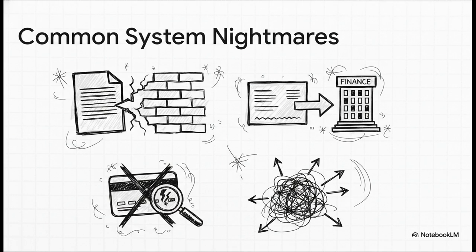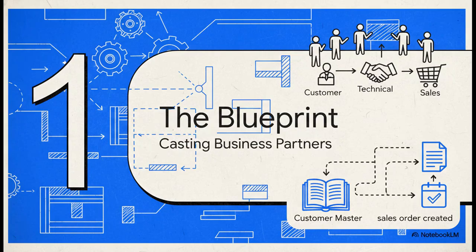And look, these aren't just random glitches. They're symptoms of a much deeper problem that started way earlier. The real fix, the proactive fix, starts right here in what we call the blueprint. It's all about properly casting our business partners, defining their roles before a transaction even begins. We have to set the stage in the customer master long before a sales order ever gets created.